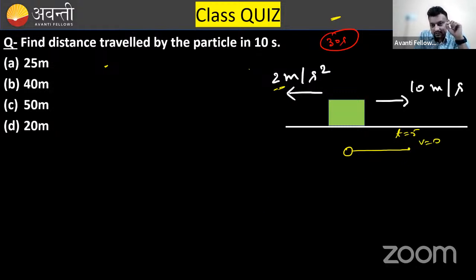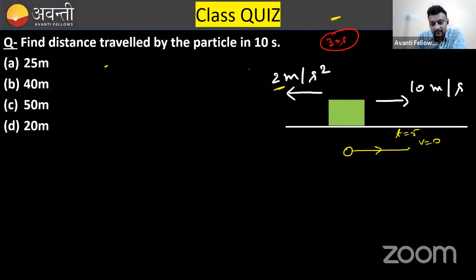Now, this particle still has some acceleration in the left direction. Are you getting my point? This particle still has some acceleration in the negative x direction. So this particle, if I say it in Hindi, will turn back.